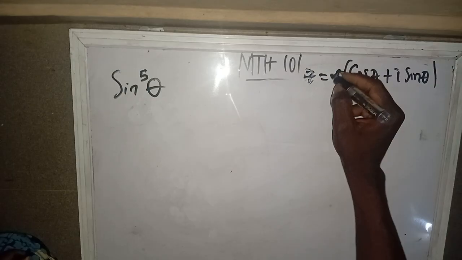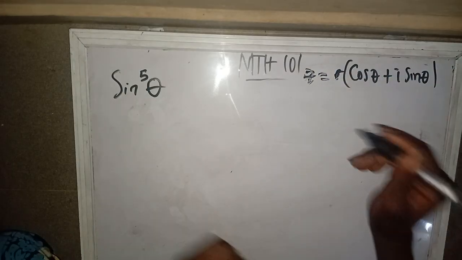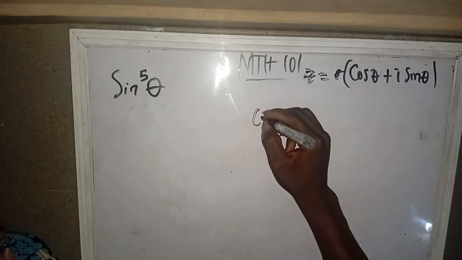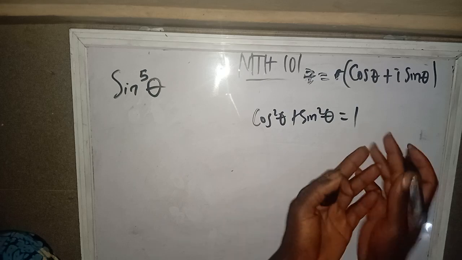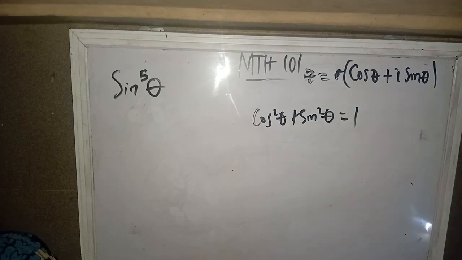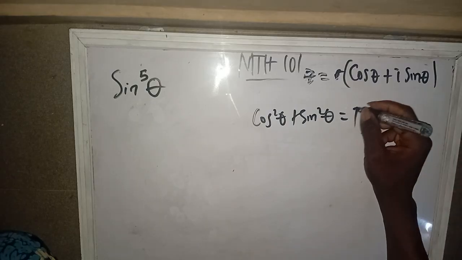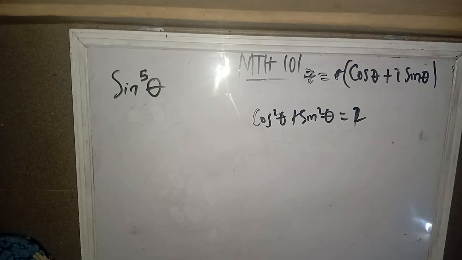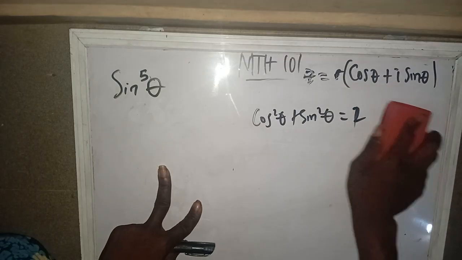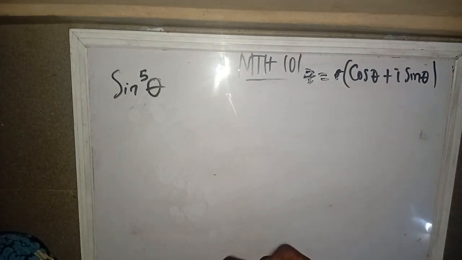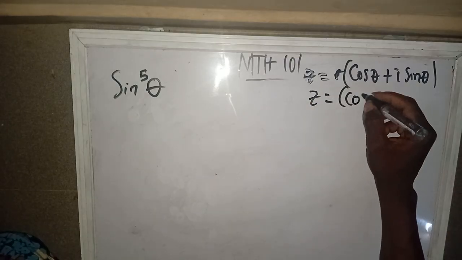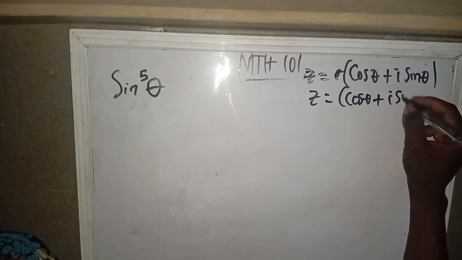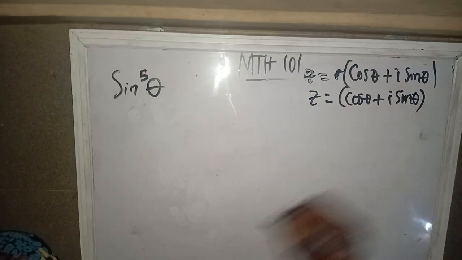So here we have z equals r, but we are using the standard, which is a unit circle. Even the formula cos square theta plus sin square theta equals 1 makes use of a unit circle. That's why we have them equal to 1. If they were using 2 units, probably it would equal 2. But the standard is a unit circle. So r here is also 1, the radius. So here we have z equals cos theta plus i sin theta.